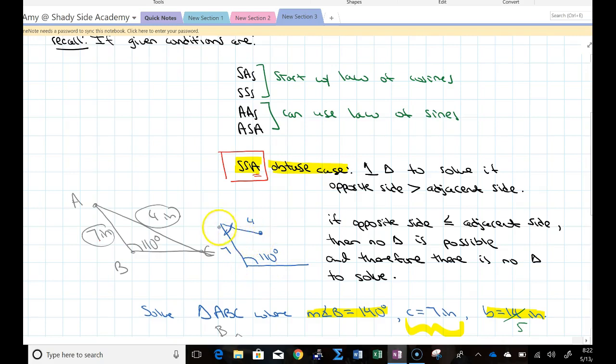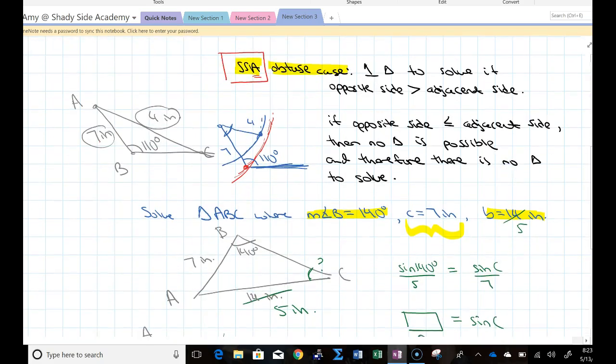The 110 is. And as this 4-inch side tries to swing around and connect with this length to create a triangle, it is too short. Okay, and we talked about the fact that if this side opposite, even if it equaled 7, it would swing around and intersect right here at this vertex, still not creating a triangle. So in the SSA obtuse case, the only possible triangle that you can solve is one where the side opposite the given angle is longer than the side adjacent. All right, so that was just wrapping up there.